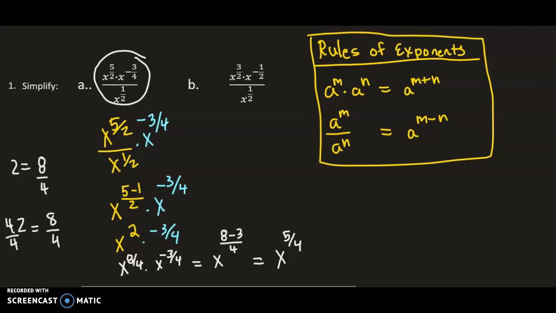Let's try the second one. So we have common denominators, so we like that. So let's just deal with the numerator and then the denominator afterwards. So x is 3/2 minus 1/2 is 2/2 divided by 1/2. That's x raised to the 2 minus 1 over 2. So that's equal to x raised to the 1/2.